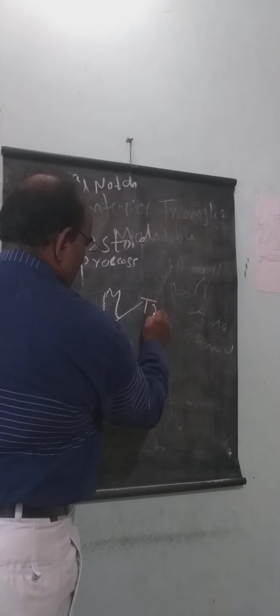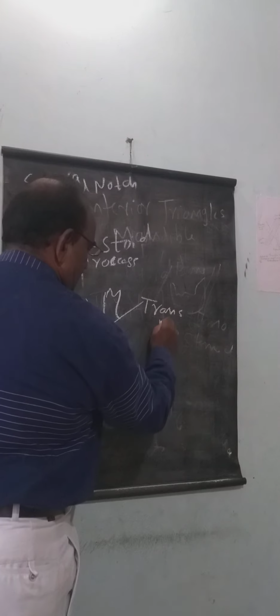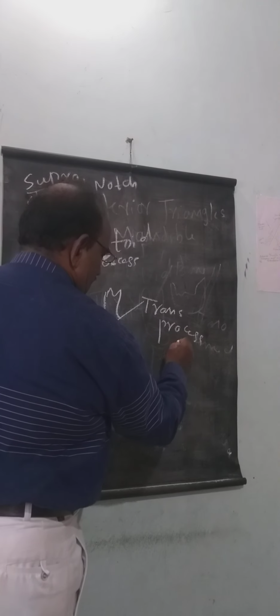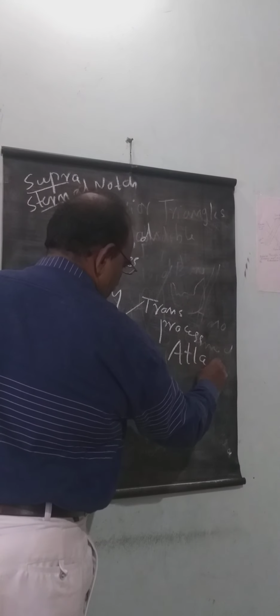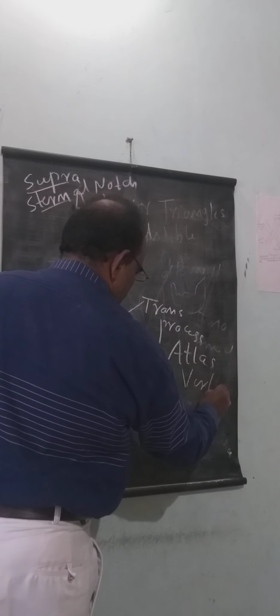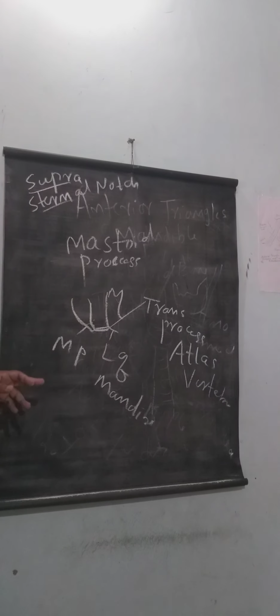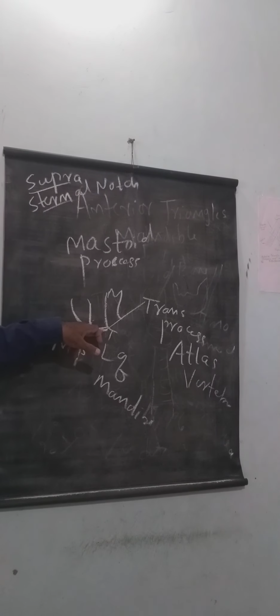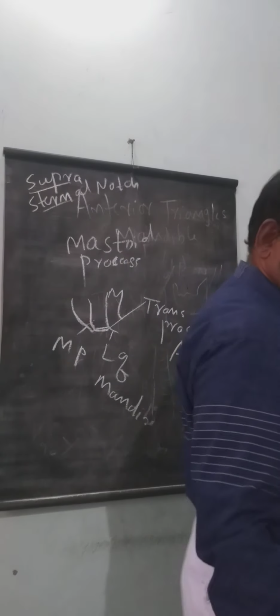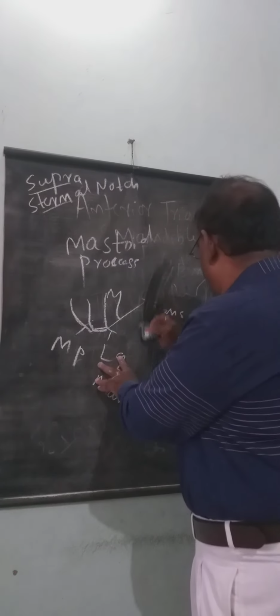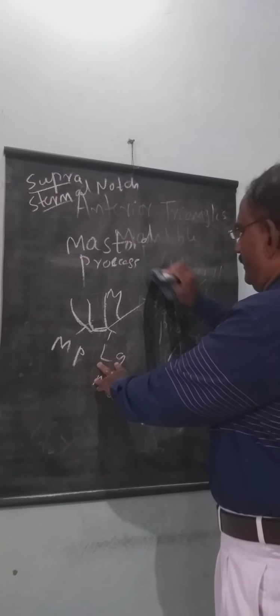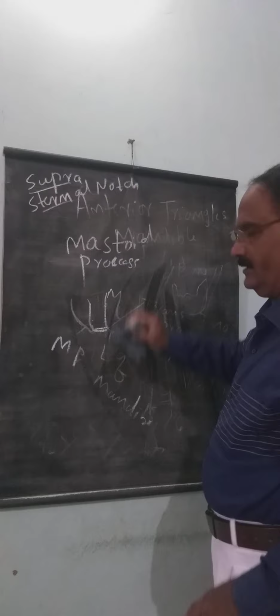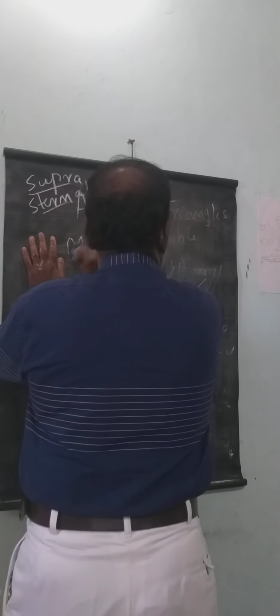You can feel here the transverse process of the atlas vertebra. Between the anterior inferior surface of the mastoid and the angle of the mandible, you can deeply feel the transverse process of the atlas vertebra. Atlas vertebra is the first cervical vertebra.